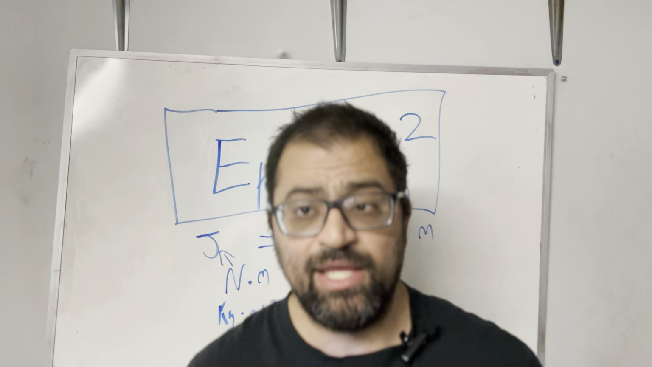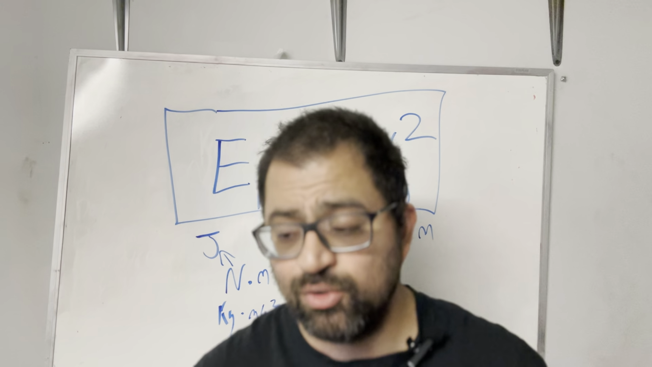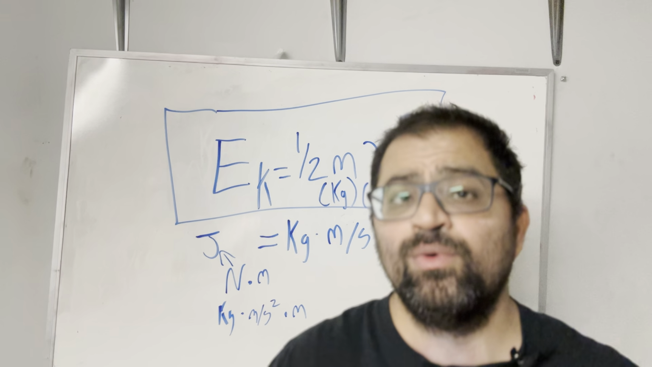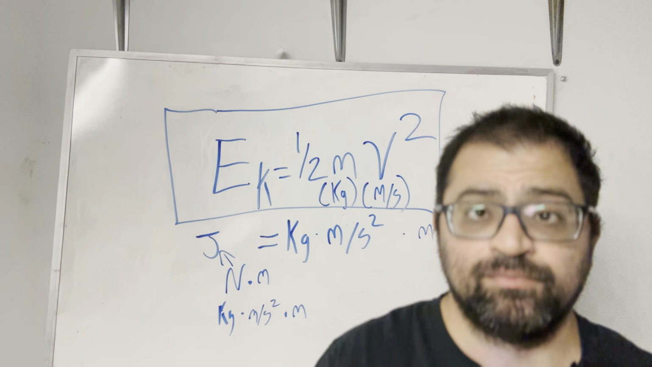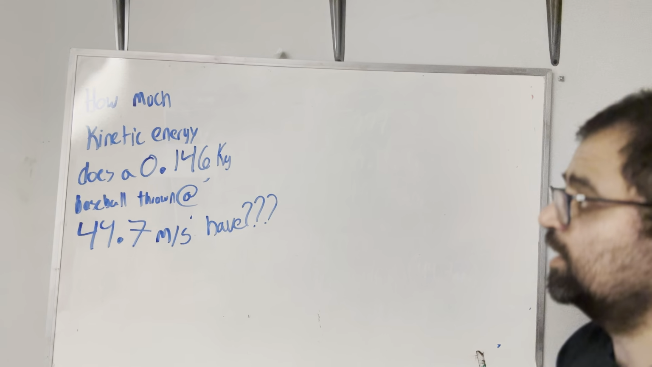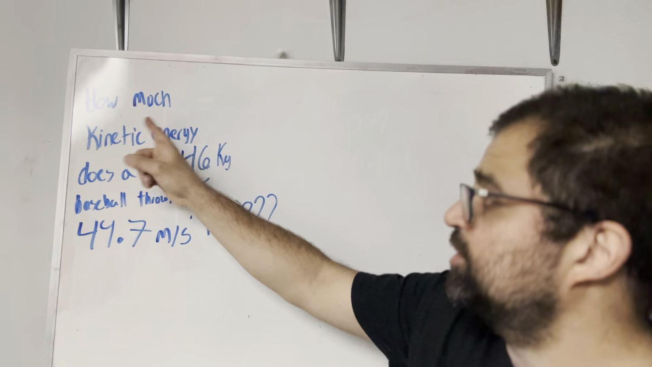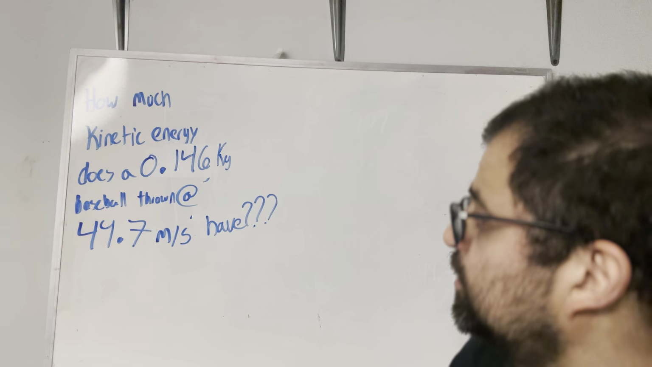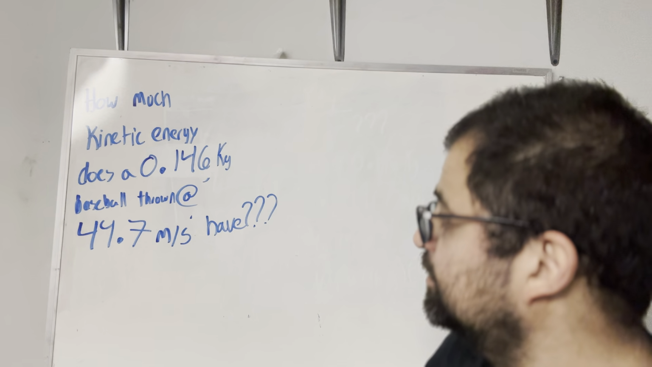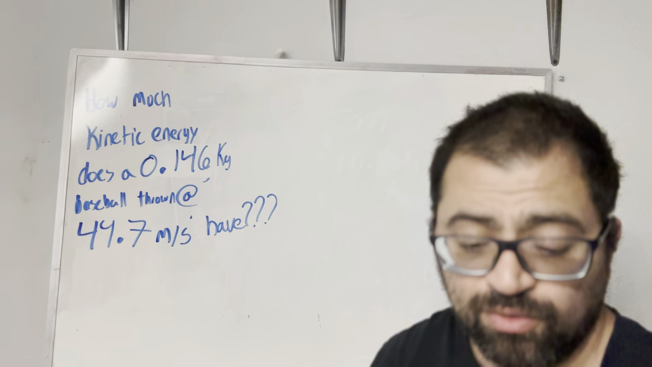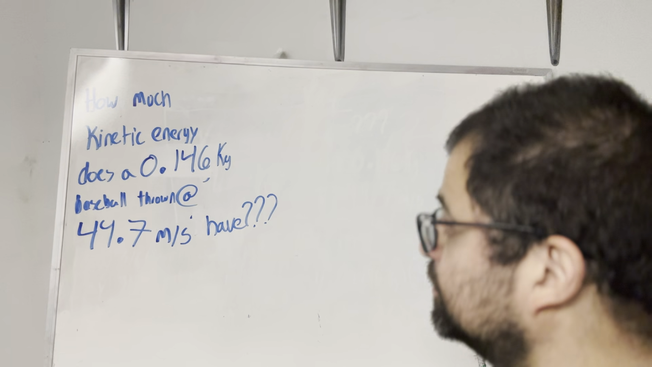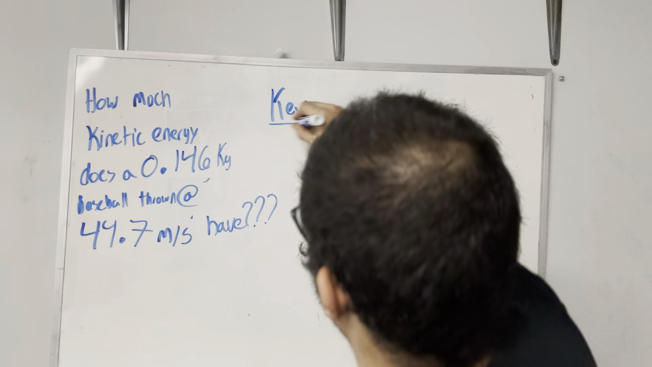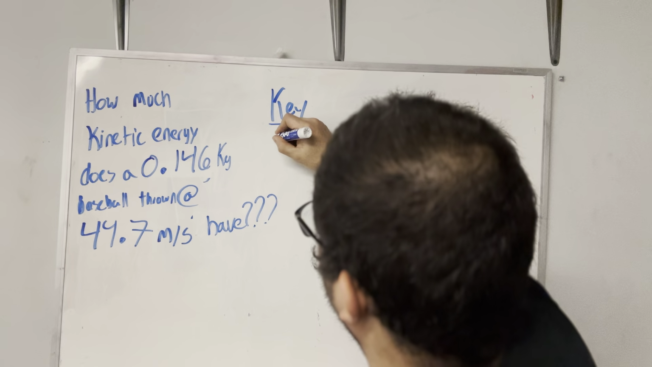So we're going to do one together now just so we see how it works. We'll do a second one where we can rearrange the equation to get a value for one of the other qualities. All right, so here is our first practice question. How much kinetic energy does a 0.146 kilogram baseball thrown at 44.7 meters per second have? So we're going to do what we do with any question. We're going to make ourselves a key. Now, this one's nice and easy. Write down what we have, what we don't have.